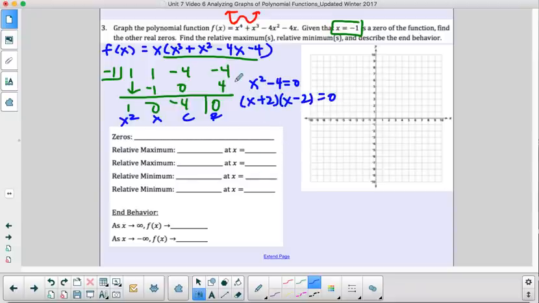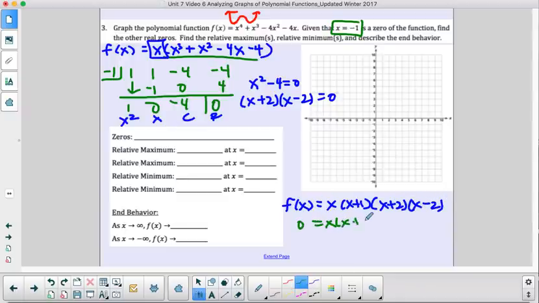If I were to write out my complete polynomial all the way factored like we did in 4, we would have this x. So my f of x is equal to x, and if I were getting an answer of -1, I would have had x plus 1, and then I would have x plus 2, x minus 2. Then I would set them all equal to 0 in order to get my zeros for this function.